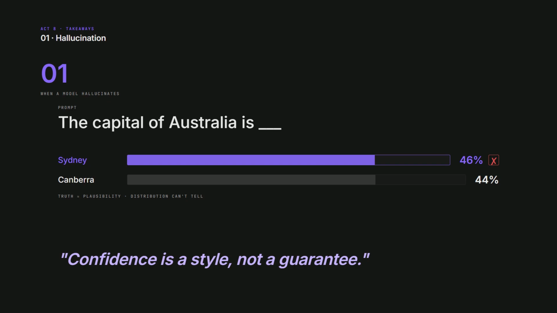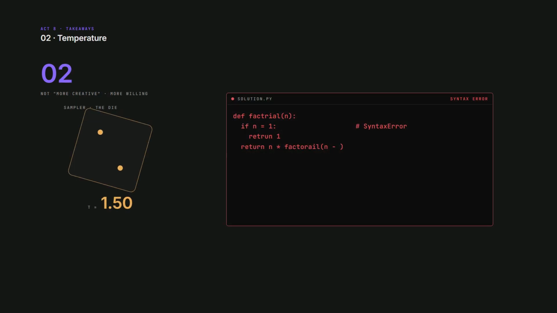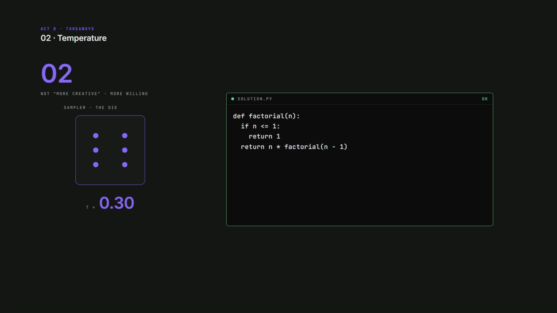Second, temperature doesn't make models more creative. It makes them more likely to select lower probability tokens. Creativity is a human interpretation of that randomness. The implication? For deterministic tasks, coding, extraction, formatting, use low temperature. Don't leave it to chance.